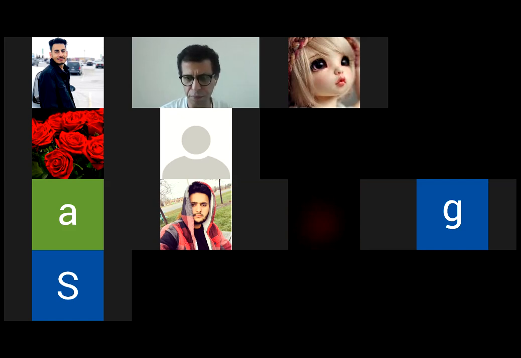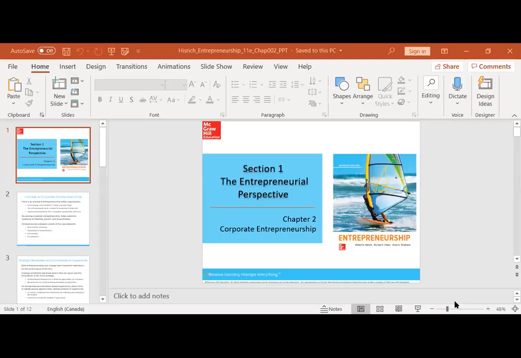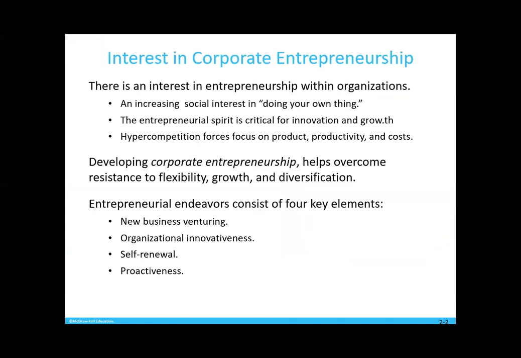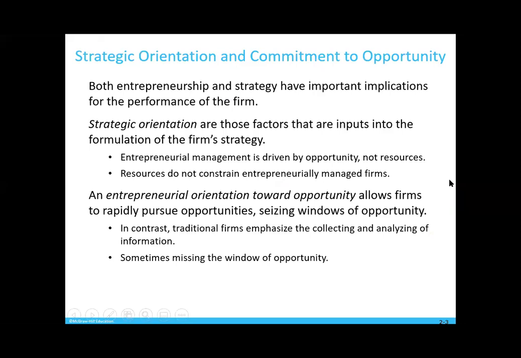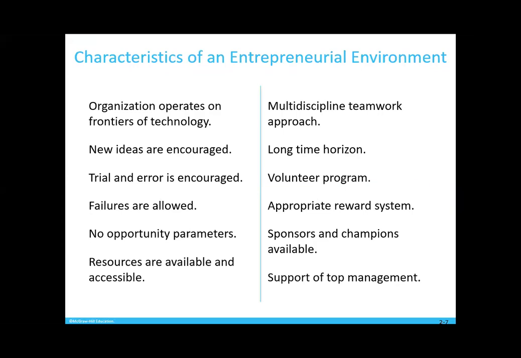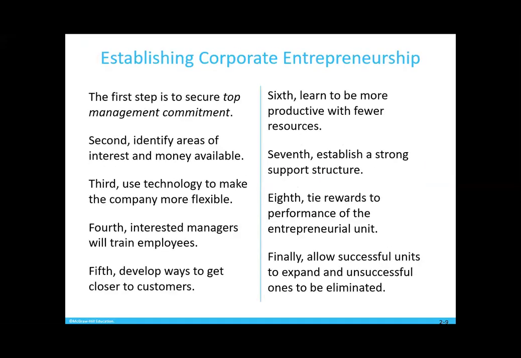Okay. Let's see. This is chapter 2. Last time in this chapter, we talked about corporate entrepreneurship, and we went through individual entrepreneurship and corporate entrepreneurship, what's the difference between them, and the key elements the entrepreneur consists of, and all these details. So today we're not going to repeat the same information. We will stop where we finished last time.